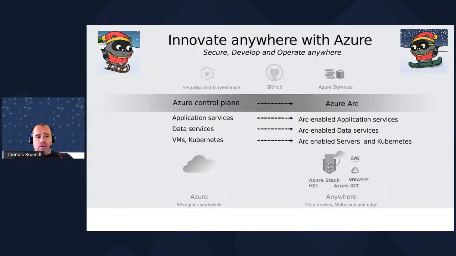Building upon the just presented foundation, there are different key features and services that Azure Arc currently offers. These are the Arc-enabled application services, the Arc-enabled data services, and Arc-enabled servers and Kubernetes. And of course, constantly more services and possibilities are added, and existing ones are improved. However, I will go into more detail on the next slides.